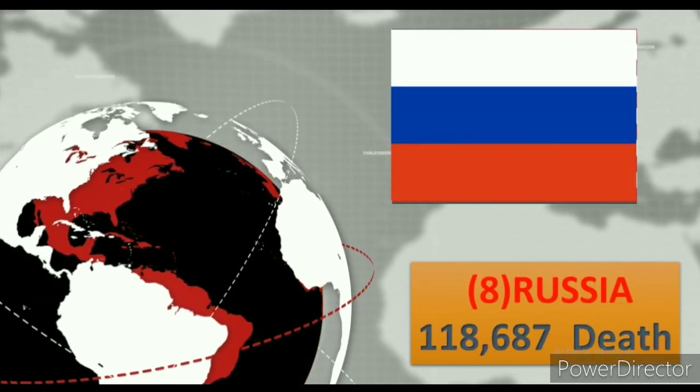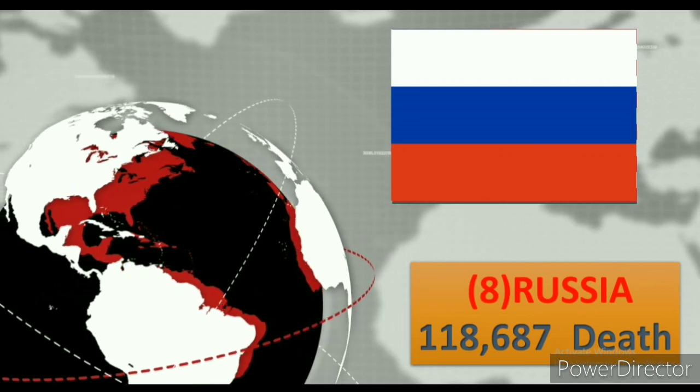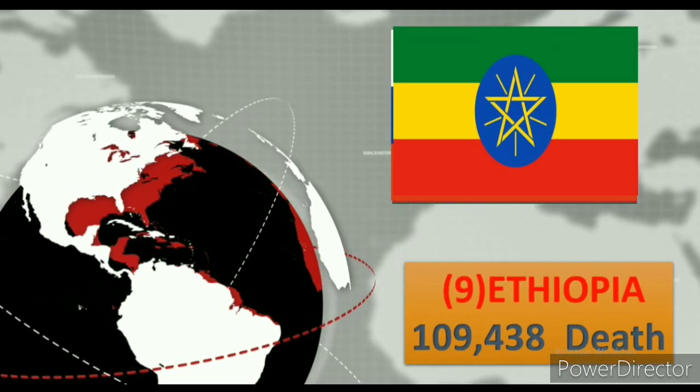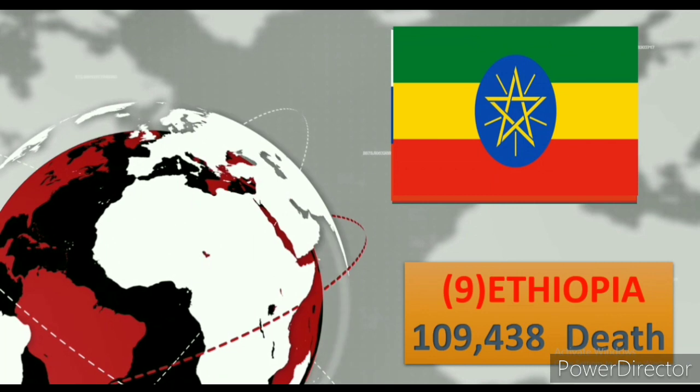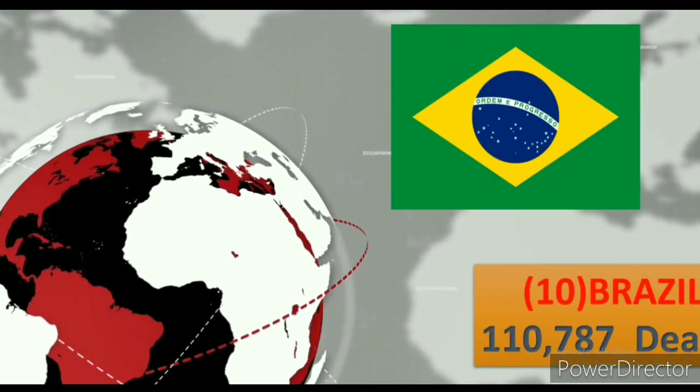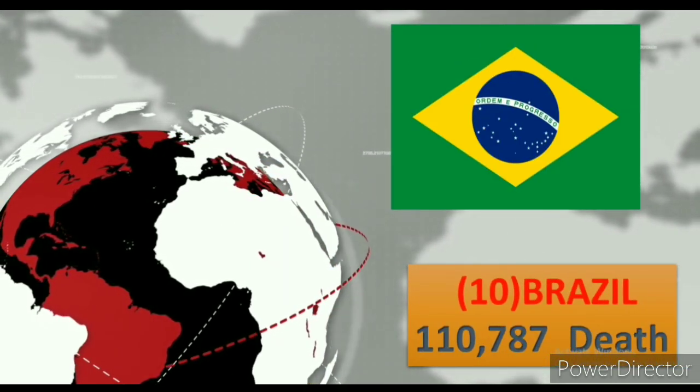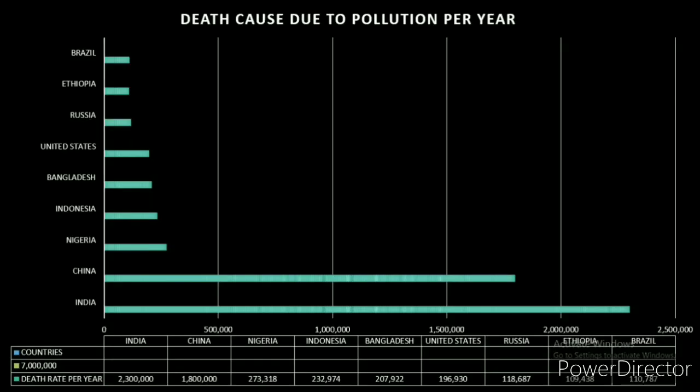Number 8, Russia, 1,18,687 deaths. Number 9, Ethiopia, 1,09,438 deaths. Number 10, Brazil, 1,10,787 deaths. From India to Brazil, these were the top 10 countries in the world where most deaths were caused due to pollution. So we saw a survey conducted by the WHO. Now let's see what other effects pollution has on nature and living beings.